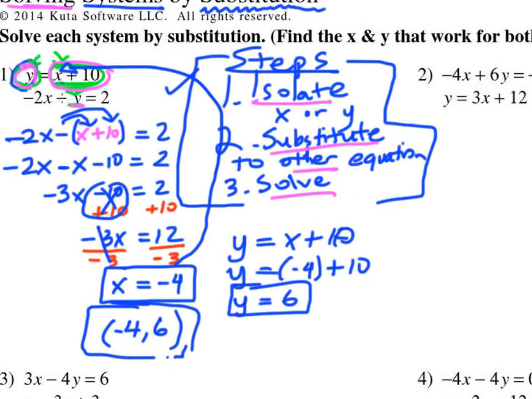Okay, so again, we're going to isolate, substitute to the other equation, and solve. Okay, so come down with me, we'll try a few more here.